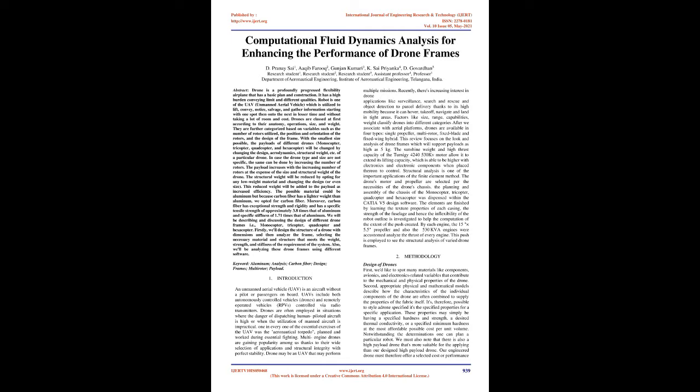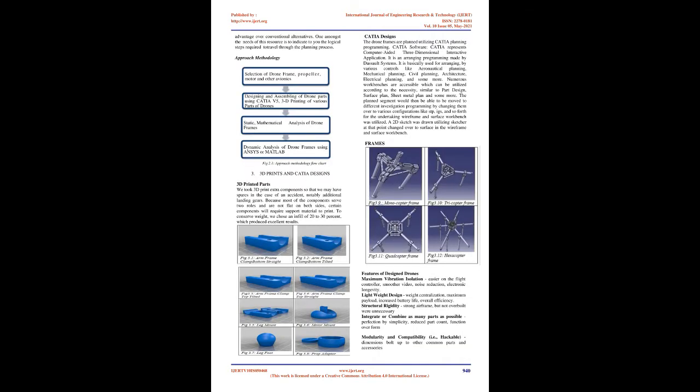Multi-engine drones are gaining popularity thanks to their wide selection of applications and structural integrity with perfect stability. A drone may be a UAV that may perform multiple missions. Recently, there's increasing interest in drone applications like surveillance, search and rescue, object detection, and parcel delivery thanks to its high mobility, because it can hover, take off, navigate and land in tight areas. Factors like size, range, capabilities, and weight classify drones into different categories.